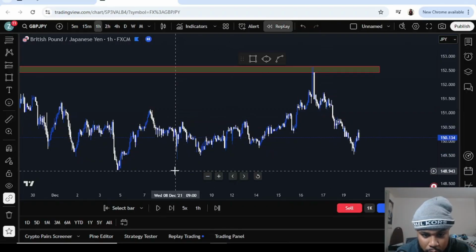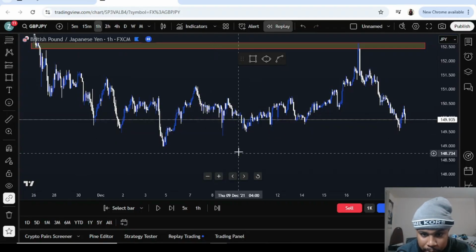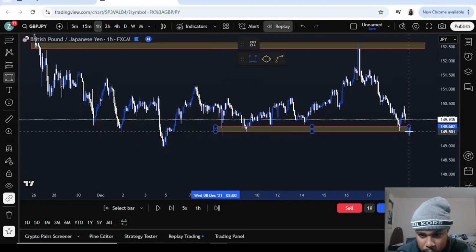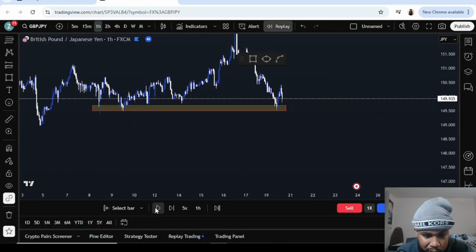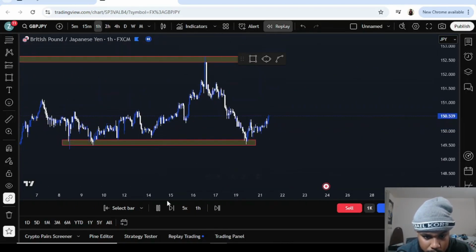So we're back all the way down here. I guess you could call this somewhat of a support. Let's see what happens. We're either going to break or start hitting back up. So we're starting to head back up, but I haven't really seen anything that makes me comfortable with the trade.